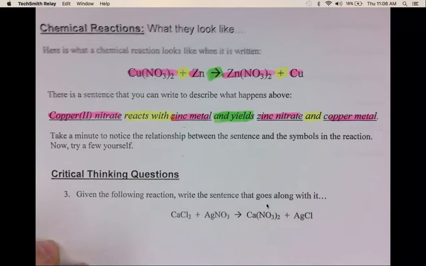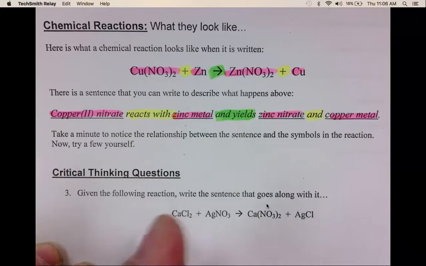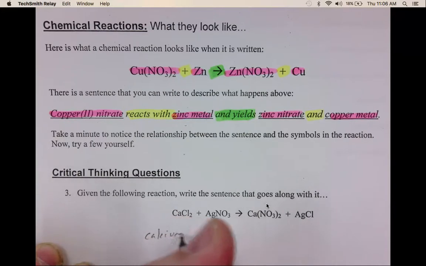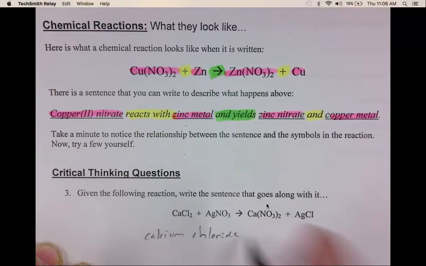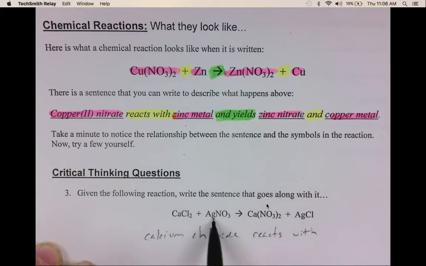So if we're looking at question 3, we have CaCl2. We know that this is an ionic bond, so it is calcium chloride. Remember, it ends in "ide" on the periodic table, negative ion, so we change the ending into "ide." So then we have calcium chloride reacts with, because that's what the plus sign means. Now we need to see what this is. This is silver nitrate. So again, look up the ionic bonding rules on your flowchart. And then after that, remember, we have our arrow next. Our arrow symbolizes and yields.